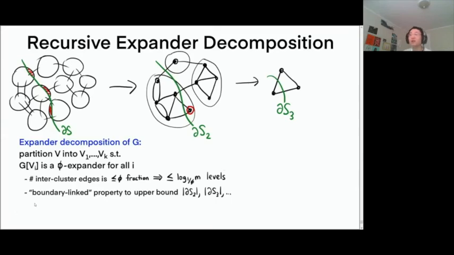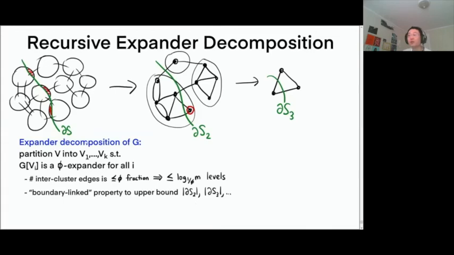And finally, we require something additional. We require what is called a boundary link property for the expander decomposition to upper bound. Essentially, this will upper bound.